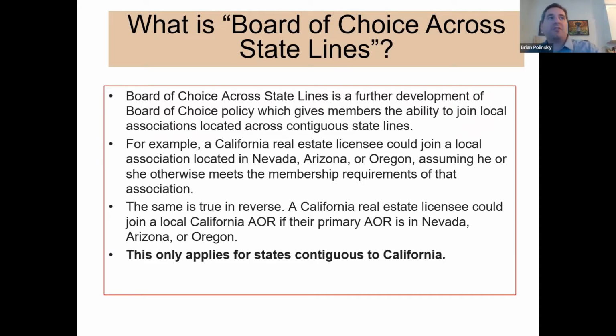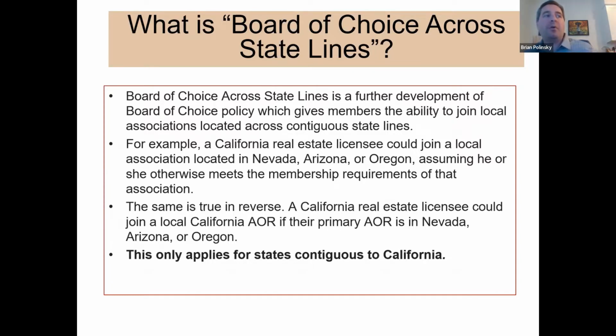But what the Board of Choice Across State Lines policy says is that a California real estate licensee could join a local association that is located in one of those states, Nevada or Arizona or Oregon, assuming that he or she otherwise meets the membership requirements of that association. The same is also true in reverse. A California real estate licensee could join a local California association if their primary association is in Nevada, Arizona, or Oregon.